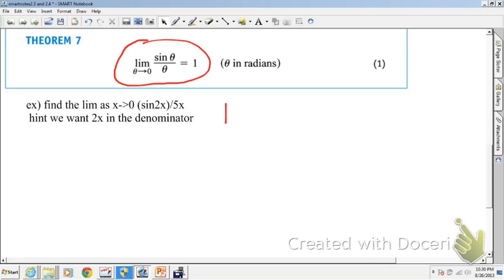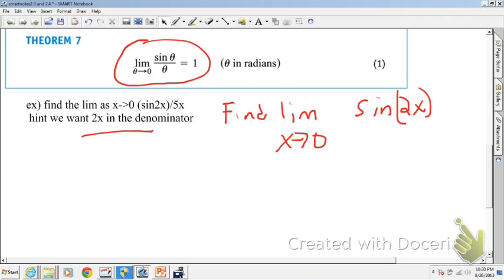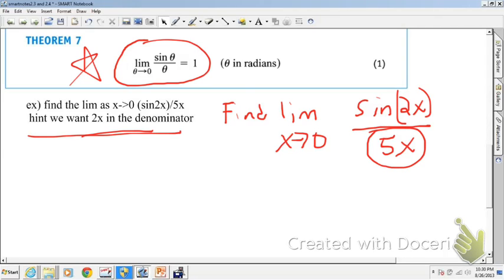It says here, and I'll rewrite this question: find the limit as x approaches 0 of sine of 2x over 5x. And then I wrote here, hint, we wish 2x was in the denominator. So that's my first hint. It's like if it was sine 2x over 2x, you would have an idea of what the limit is based on this. So you say to yourself, gee, how could I get 5x to become 2x legally?